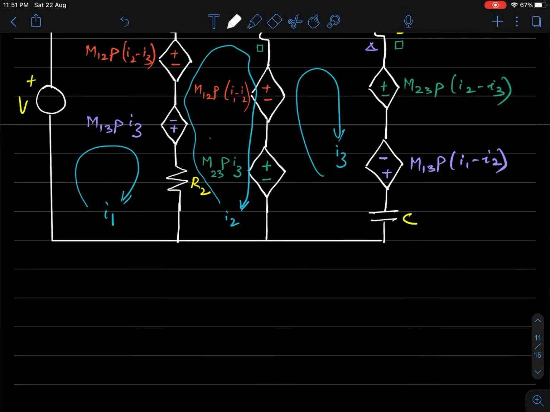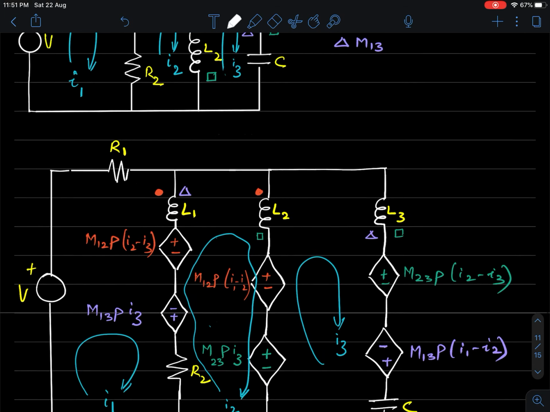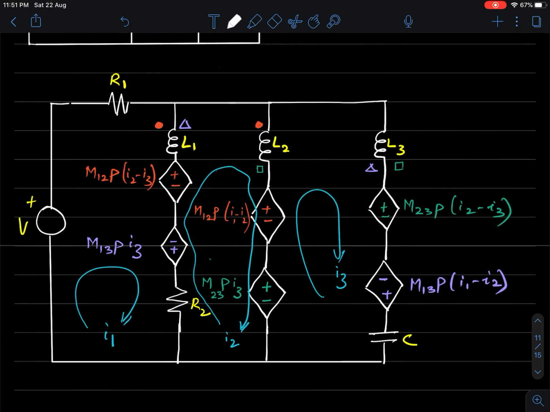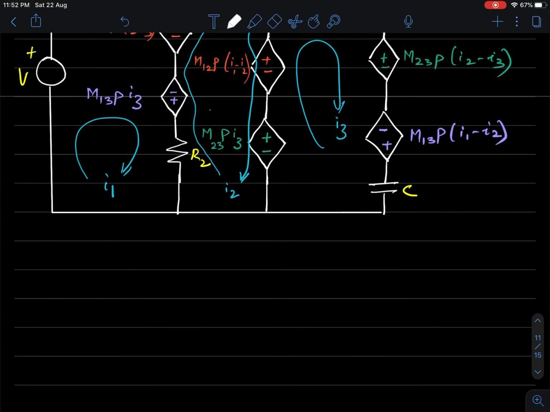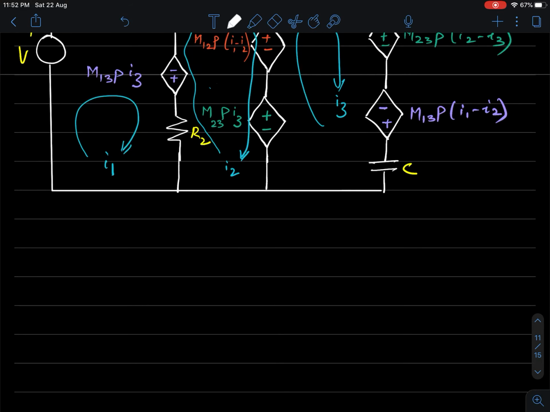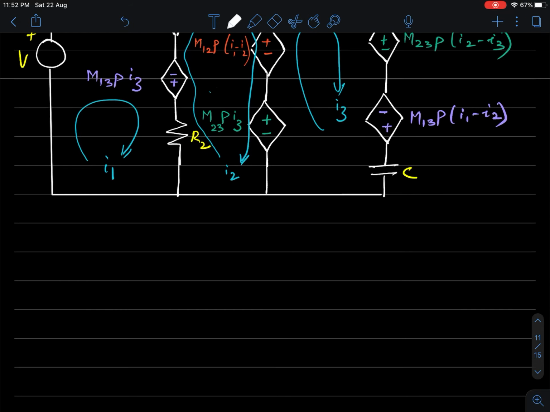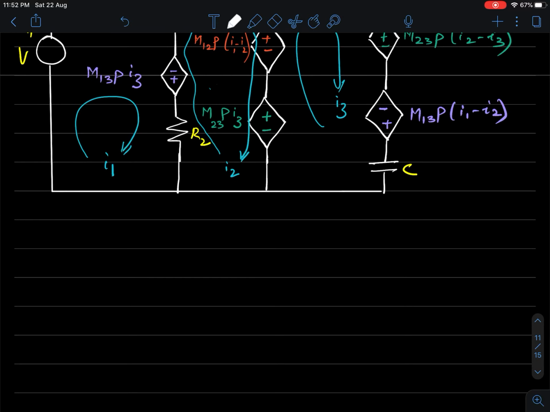So I will write here, d by dt is P. And then integral dt, I'll write as 1 by P. I'll use this. Now writing the equations. Now it's simple. The problem is almost done. All you have to do is write the equations, rearrange, and then present in a desirable manner.